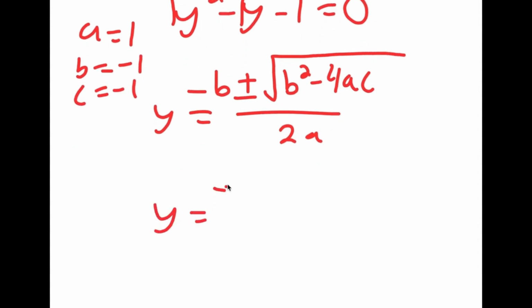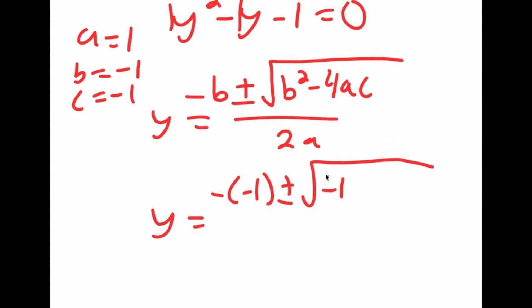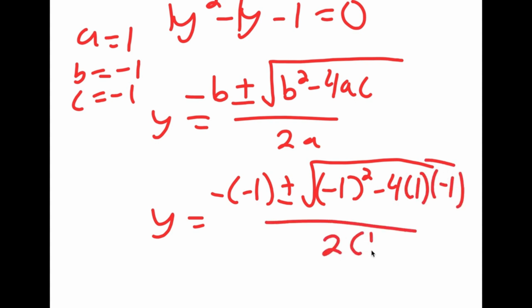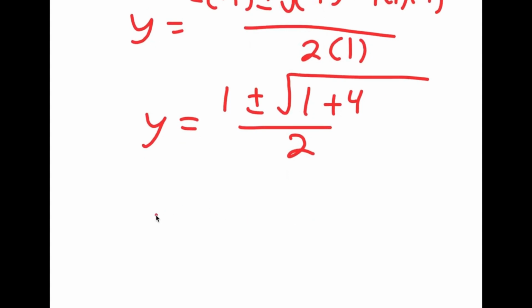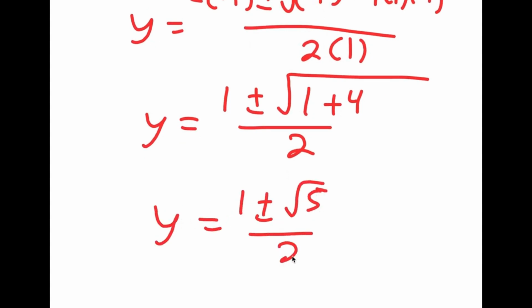So I get y is equal to negative of negative 1, plus or minus the square root of b squared, which is negative 1 squared, minus 4 times a times c, which is negative 1, all over 2a, so 2 times 1. This is equal to 1 plus or minus the square root of negative 1 squared, which is 1, minus 4 times 1 times negative 1, which is plus 4, all over 2, which is equal to 1 plus or minus the square root of 5, over 2.